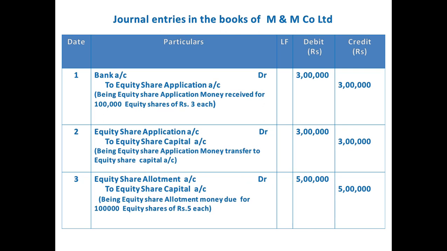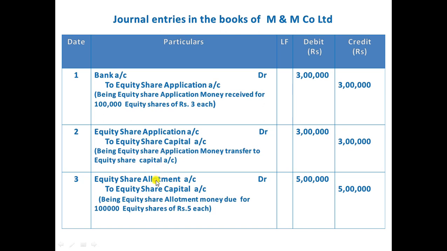Next is the second installment, called allotment. So it's equity share allotment account debit to equity share capital, 5 lakhs. The company is going to collect 5 lakh rupees from the shareholders as the second installment. Here the company transferred the allotment money to capital as a due. In the first installment, first the company received money from the shareholders, then the company transferred.